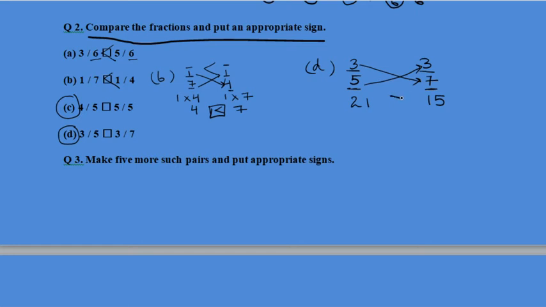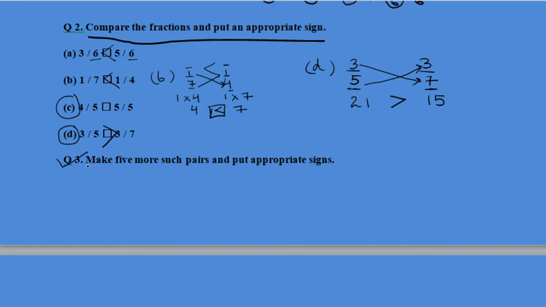So which one is greater? 21 is greater. So 21 is greater with you. That means 21 is on which side? 3 by 5's side. That means 3 by 5 is the greater fraction. Right? So this is question number 2.